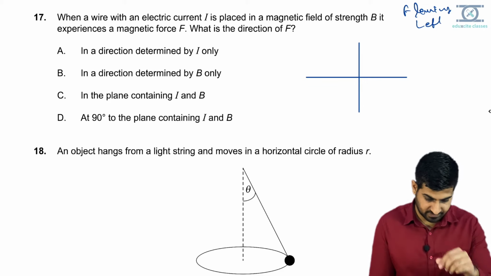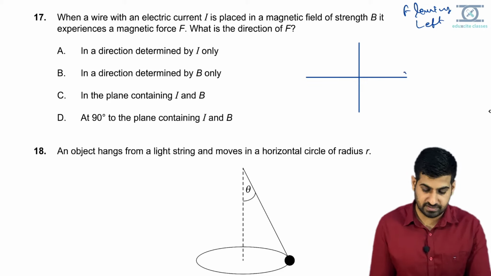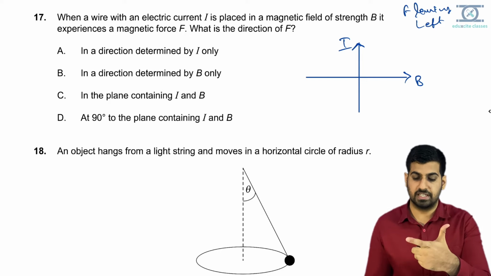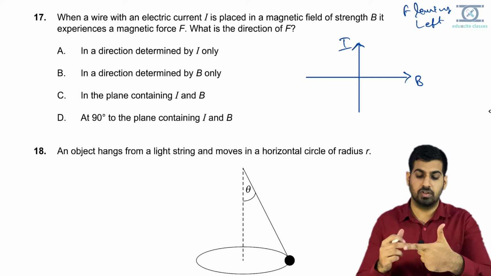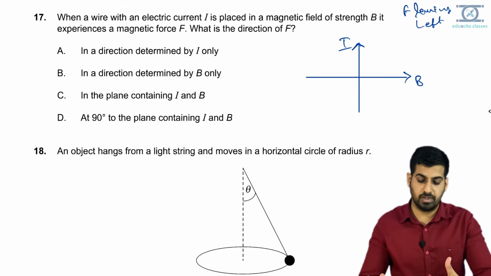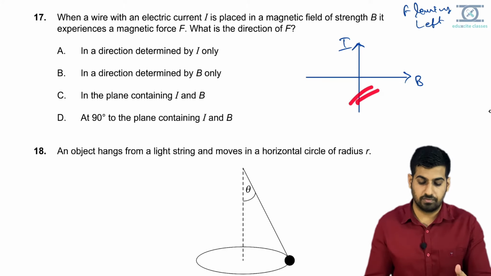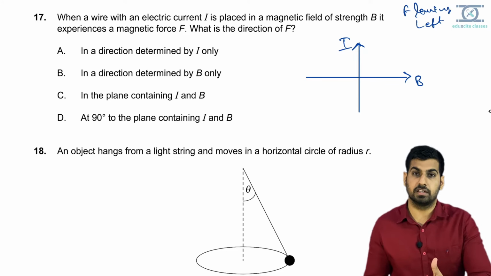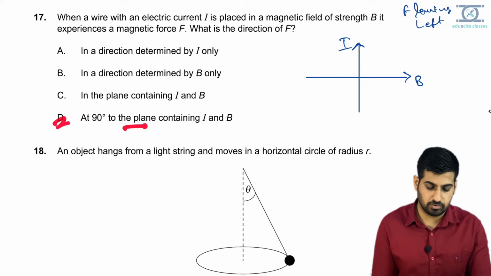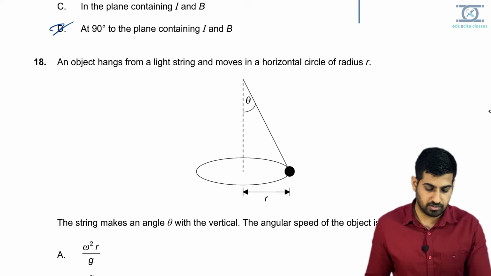Let us say this is the direction of the magnetic field and this is the direction of current. Using Fleming's left hand rule, we know that force, magnetic field and current should be mutually perpendicular to each other. So if I have drawn it like this, then the force will be coming completely out of the plane of my screen, or of my iPad. Okay, so at 90° to the plane containing I and B, that we all know. Now the question number 18.